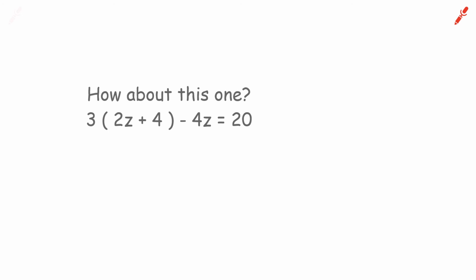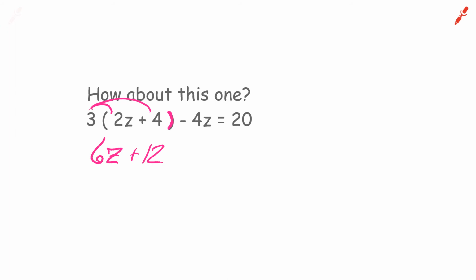They group things together. I can't break something out of the parentheses until I've done an operation to make sure the parentheses aren't needed anymore. So I'm going to go ahead and start by distributing that 3, and 3 times 2z is 6z. 3 times 4 is 12. The 3 stops at the end of the parentheses.